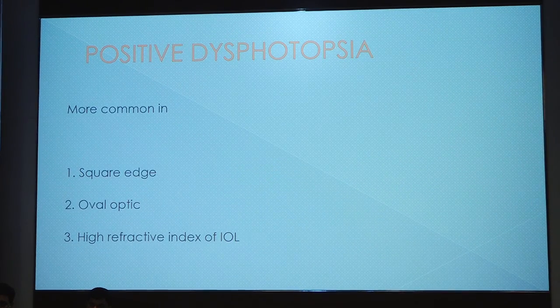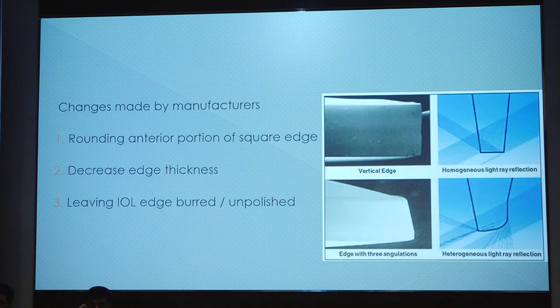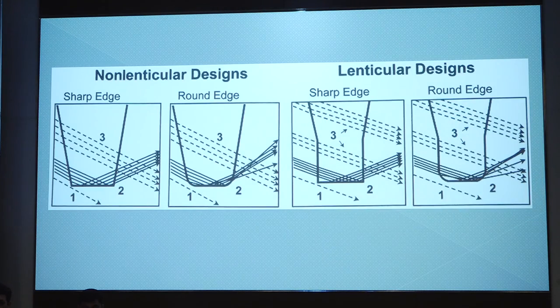These positive dysphotopsias are more common with square edge IOLs, IOLs with an oval optic, which are not available now, as well as IOLs with a high refractive index. This is very common with IOLs with high refractive index. Among the changes made by the manufacturers, the square edge on the anterior surface was removed. They make it more rounded. If the square edge is more, there is more total internal reflection. By rounding this edge, the total internal reflection is minimized to a certain extent. Therefore, this complaint nowadays is not seen as frequently as it used to be.